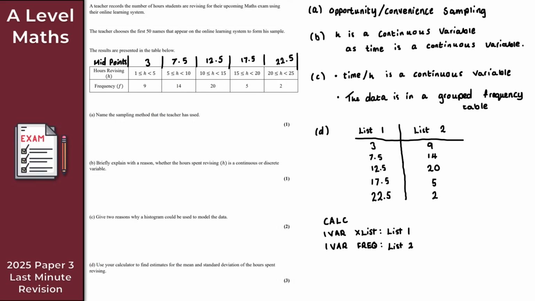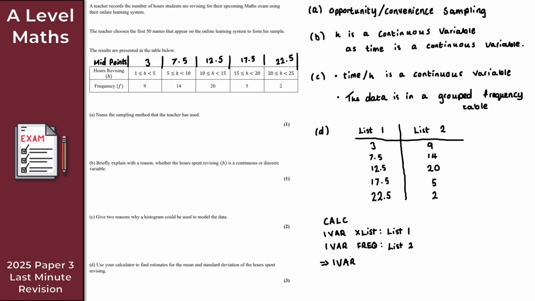Come back then to stats mode here. Again, we get a choice of 1 var, 2 var, and reg for regression. We're not concerned about regression. What we are concerned about here is 1 var, 1 variable. So to finish with, all you need to do is just press 1 var. I press 1 var here.